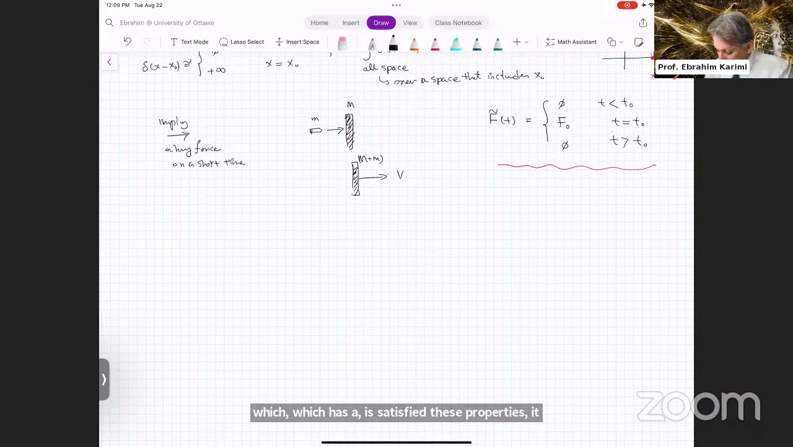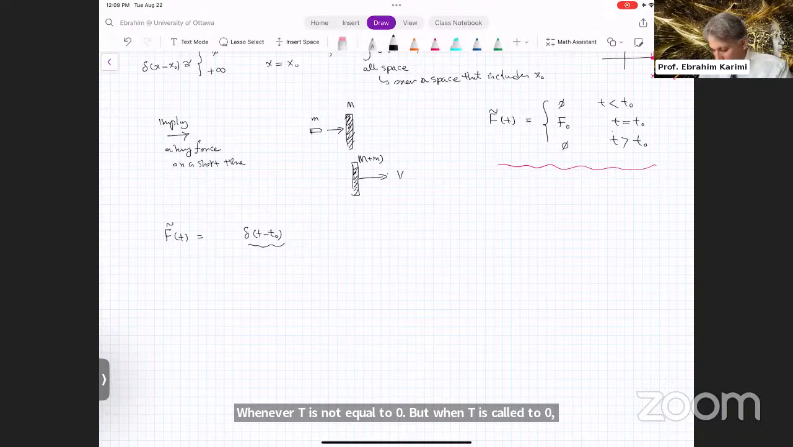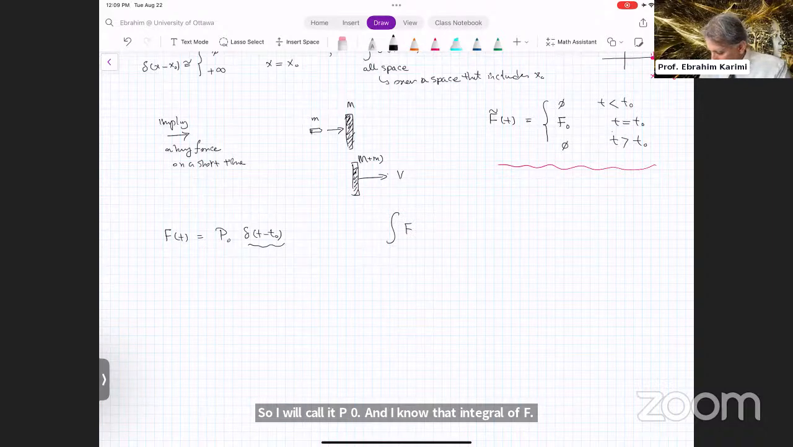So I will tell you that this function F(t) is given by delta of t minus t0, right? Why do I write it in terms of delta of t minus t0? Because that function is 0 whenever t is not equal to t0. But when t is equal to t0, then that will be infinity. So I will call the coefficient p0. And I know the integral of F(t) dt, let's not go with the vectorial equation, what should be the value? Can you write it in Q&A?